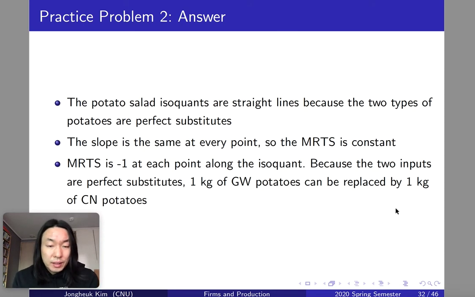Even if we further assume that the quality of the Gangwon potato and the Chungnam potato is identical, then the slope should be -1, because 1 kilogram of Gangwon potato should be replaced by the same amount in kilograms of Chungnam potatoes, because their qualities are the same and they are perfect substitutes for each other. So the slope should be -1.